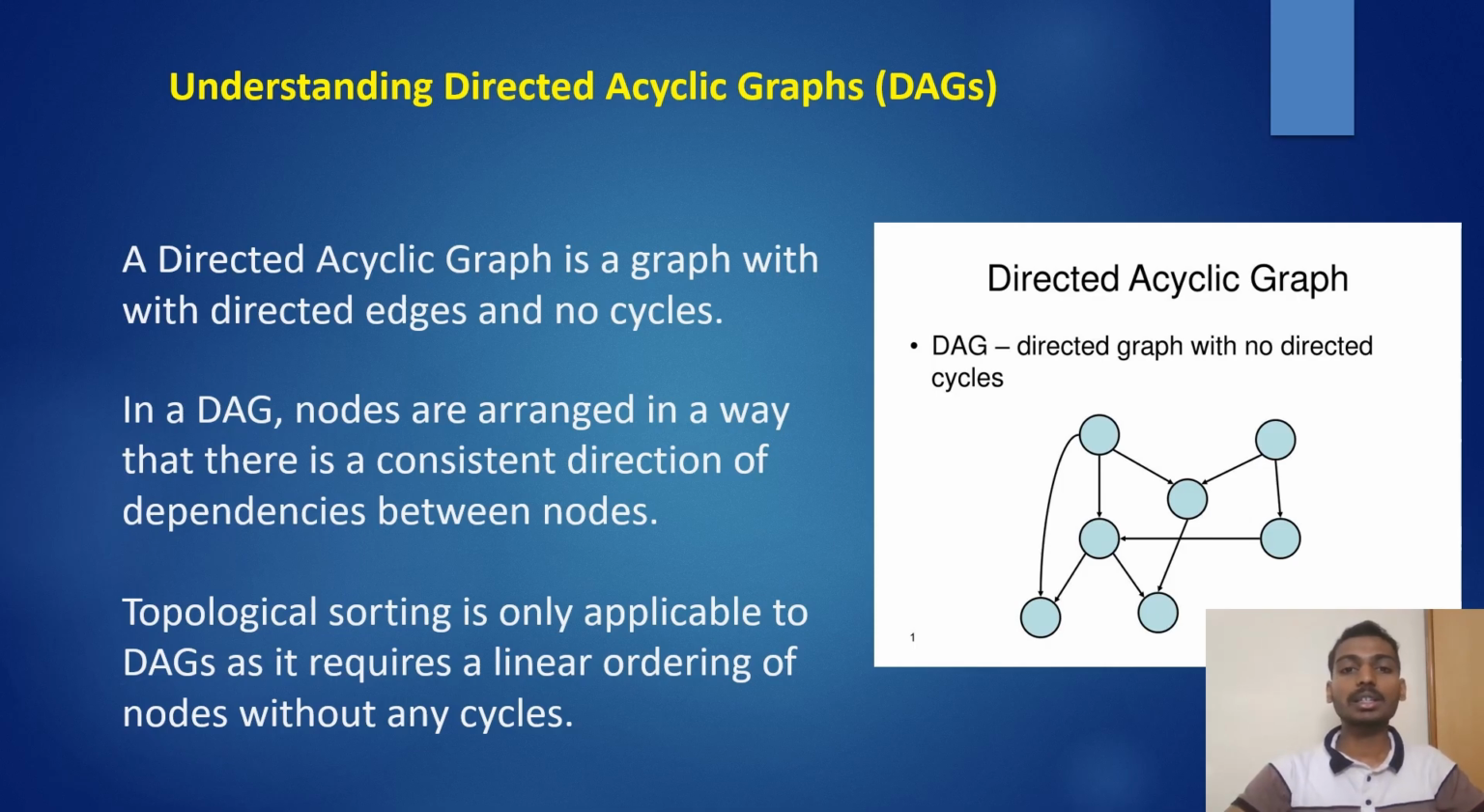Let's understand the directed acyclic graph. This is a graph with directed edges and no cycles. In a DAG, nodes are arranged in a way that there is a consistent direction of dependencies between nodes. Topological sorting is only applicable to DAGs as it requires a linear ordering of nodes without any cycles.